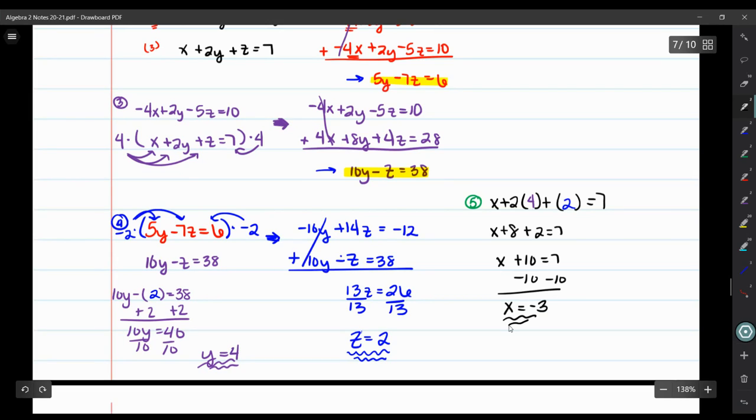There's our third piece. So our step 6, our final step, is to write this as an ordered triple as an answer. So it's always the x, then the y, and then the z. So our solution here is negative 3, 4, 2.